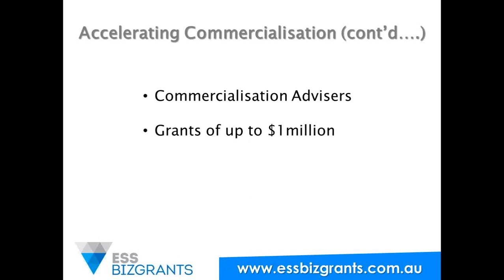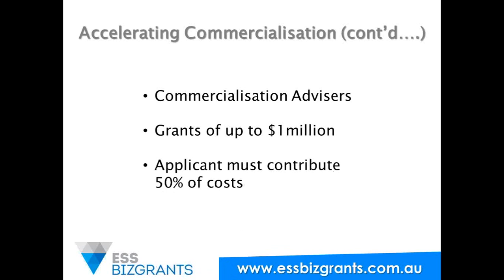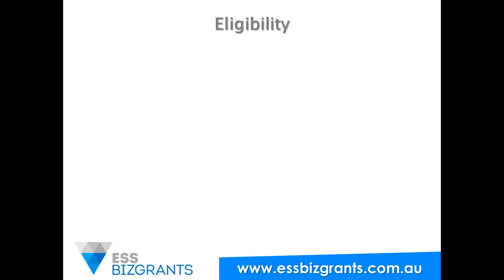Grants for a small, medium enterprise of up to $1 million are available. If a business works through a university or research centre, well, the grants are only going to be up to $250,000. But the applicant must contribute 50% of the costs of the project. The applicant needs to be able to satisfy the case manager that they're able to fund their share of the costs.